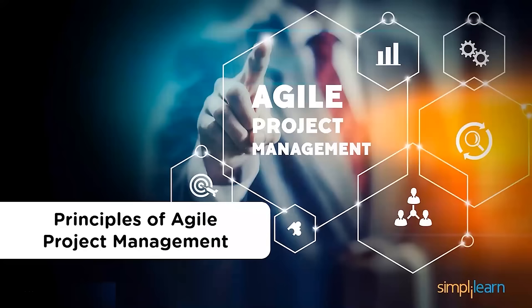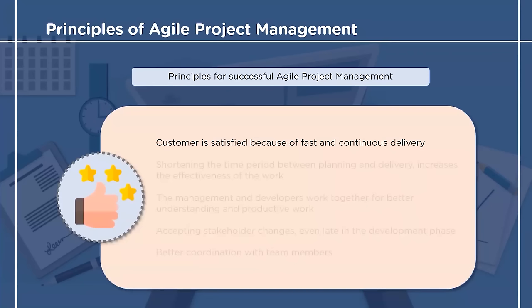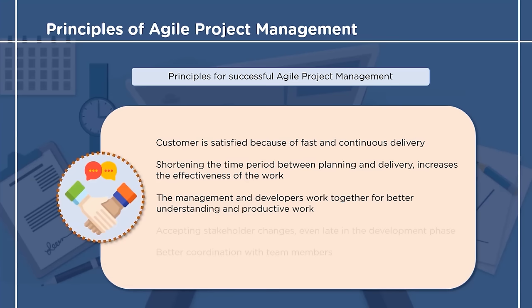Now we shall check the principles of Agile project management. There are 10 principles for successful Agile project management. The first principle is the satisfaction of the customer by delivering the project fast and with the least number of errors. The next principle refers to decreasing the amount of time between the phase of planning and delivery. The third principle states that the team of managers and developers work together and increase the productivity of their work.